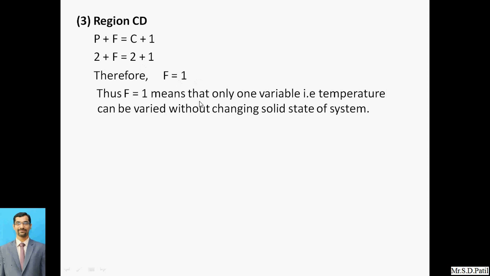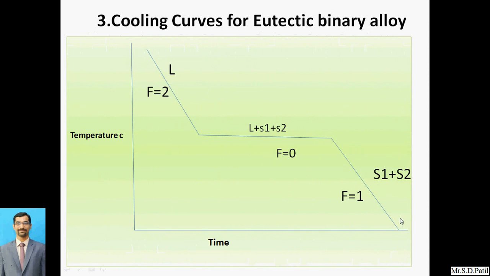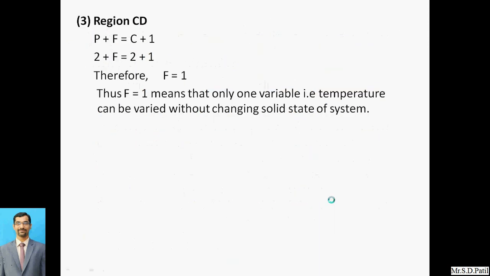So F equal to 1 means that only one variable, that is the temperature, can be varied without changing the solid system. Here the temperature can be dropped. The temperature may change, but the solid system will not change. So the degree of freedom is 1 for this particular zone, that is from C to D. Okay, so this is how the degree of freedom has been calculated for the cooling curve that I have explained.